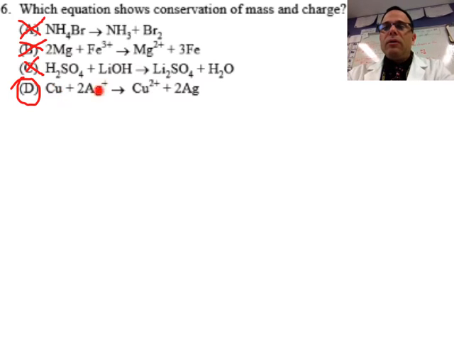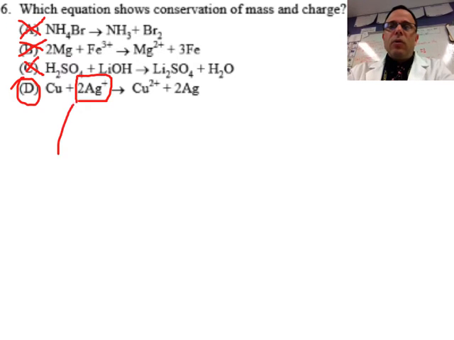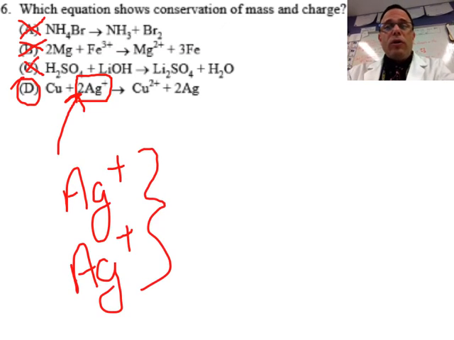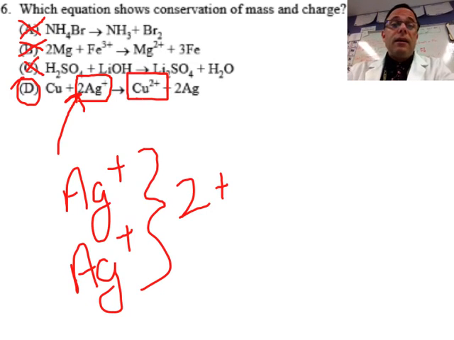1 mole of copper, 1 mole of copper. 2 moles of silver, 2 moles of silver. Now this says plus 1. This says plus 2. So does that conserve charge? It actually does, because if you notice here, this coefficient, we have 2 silvers. So we have 1 silver carrying a plus 1 charge and another silver carrying a plus 1 charge for a total on the reactant side of 2 plus, which in fact does conserve the charge because we have a 2 plus on the product side. So it is choice D.